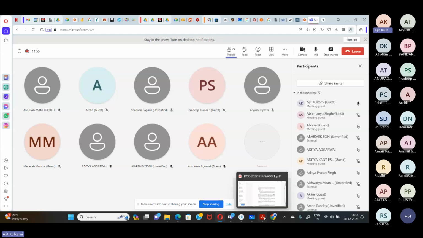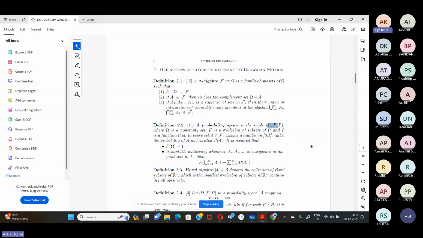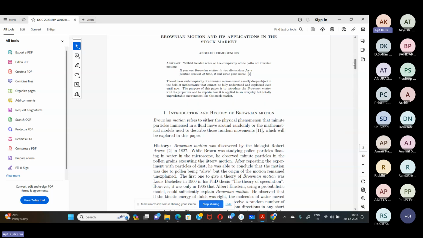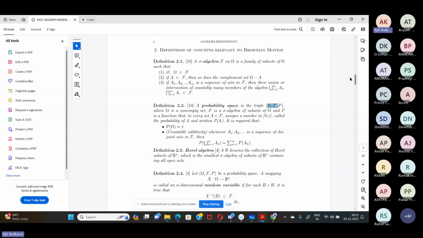I think today, I wanted to start from a different point, but Vijay shared this paper about Brownian motion and its application in the stock market. The paper roughly starts from here. There's a sigma algebra filtration on omega, a family of subsets of omega, such that so on and so forth. And then there's a definition of probability space. It's a triple, which is omega, filtration and probability measure, and so on.